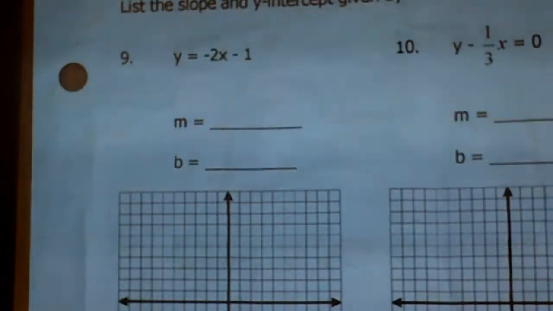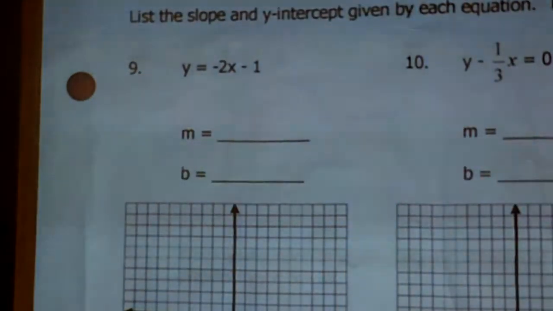When I'm asking you for the slope and y-intercept, it'd be a lot easier if the equation was in y equals mx plus b, because in y equals mx plus b, you're given the slope and the y-intercept. So with 9, 10, 11, make sure it's in y equals mx plus b form before you identify the m and the b.